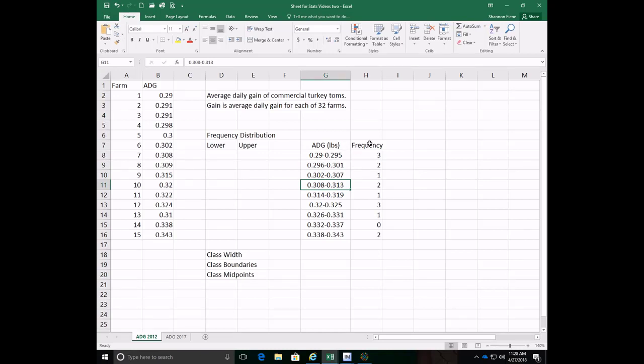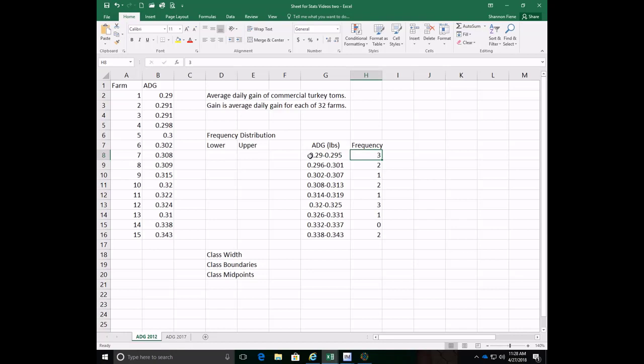The other thing displayed in the frequency distribution is the frequency. That's where the number comes from, and what the number displays is how many of my observations fell in this range. So for example, 3 observations would have been between 0.290 and 0.295. We're going to talk about how we calculate that in a second, but before we do that, let's talk about the features of a frequency distribution.